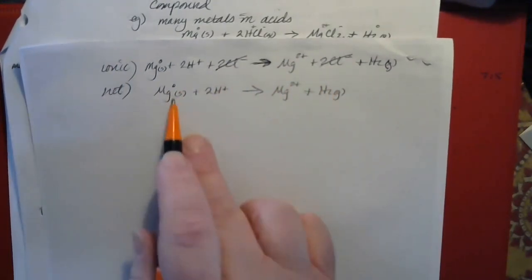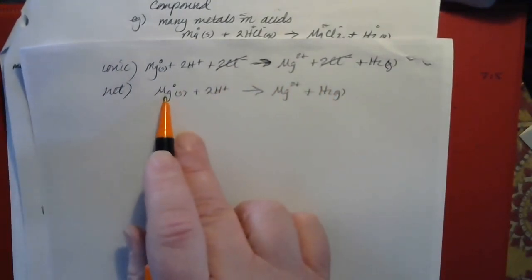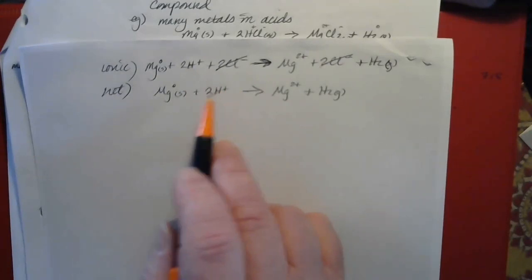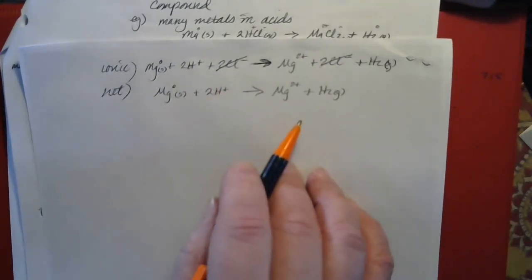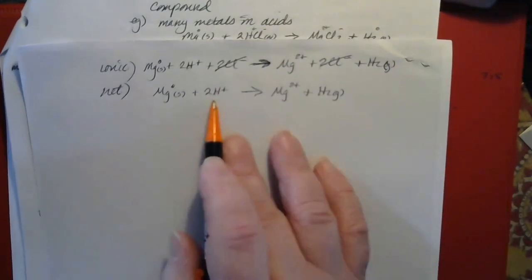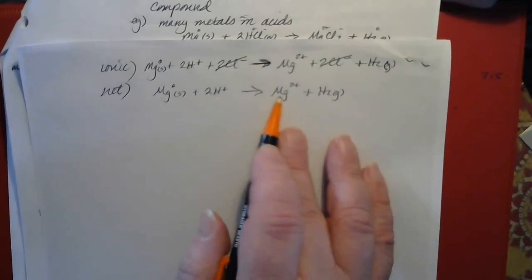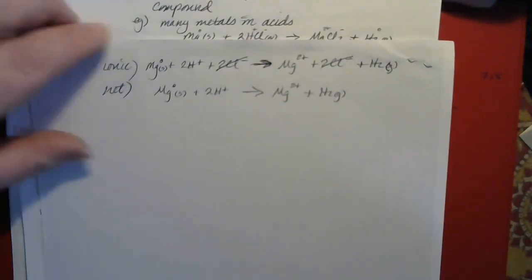And again, this is the most universal way of writing the reaction. It tells you that anytime you put magnesium in any acid, it doesn't matter whether it's HCl or HNO3 or H2SO4 or whatever, all acids ionize in water to produce H plus ions. So magnesium in any acid will produce magnesium ions and hydrogen gas.